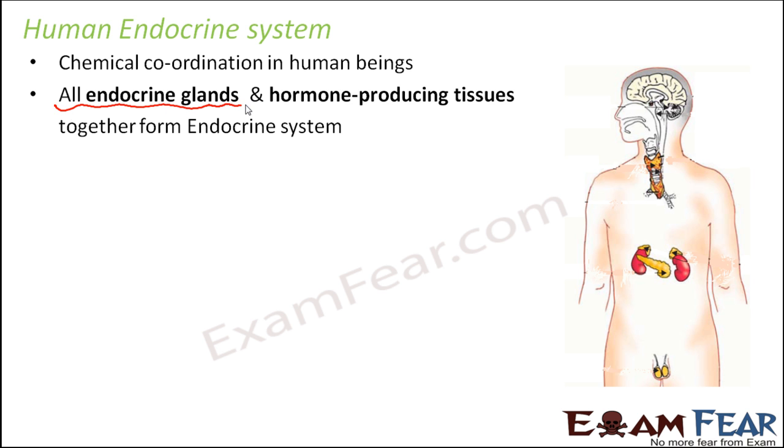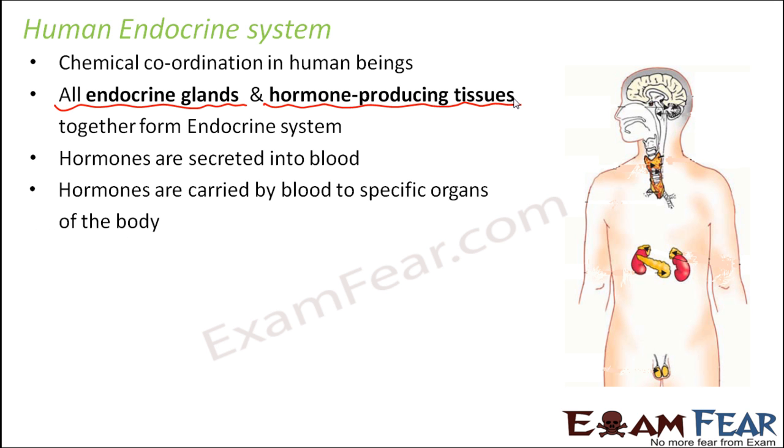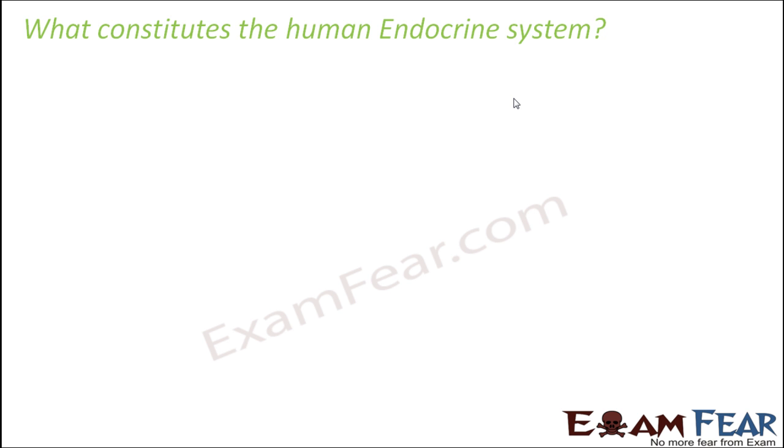As I said while defining what hormones are, hormones are produced by the endocrine glands, but it is not that nobody other than endocrine glands can produce hormones, because hormones are nothing but chemical substances. There are other tissues in the body which can produce hormones, and those tissues also fall under the endocrine system. These hormones are secreted into the blood and then carried by the blood to specific organs of the body. Now let us see what constitutes the endocrine system, what all is included in the human endocrine system.